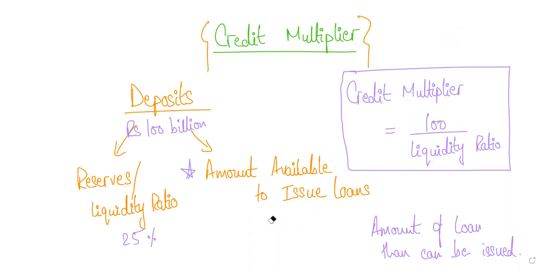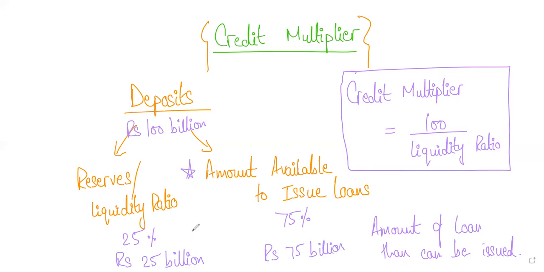If 25% is your liquidity ratio, this means that 25% of your deposits cannot be used to issue loans. So what is 25% of 100 billion? Obviously 25 billion. Easy, simple. And the remaining 75% can be used to issue loans. So what is the remaining amount available to issue loans? 75 billion rupees. Is this simple?